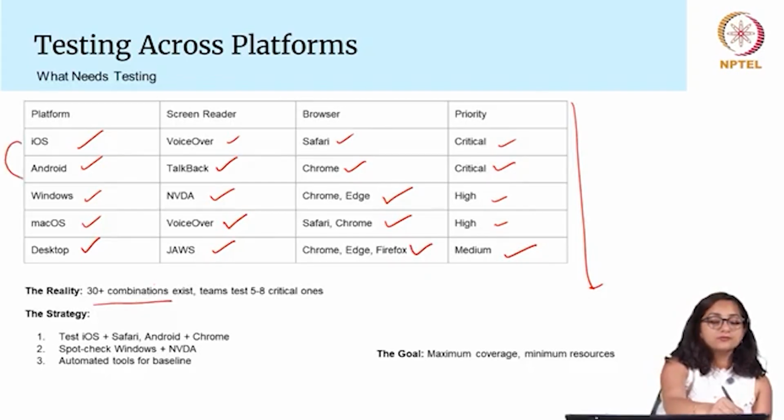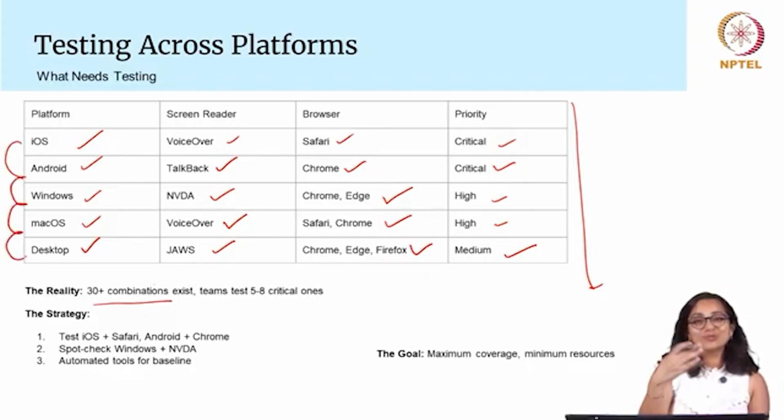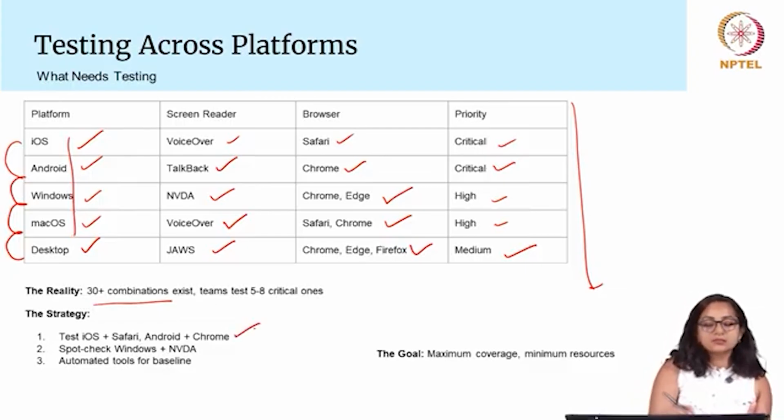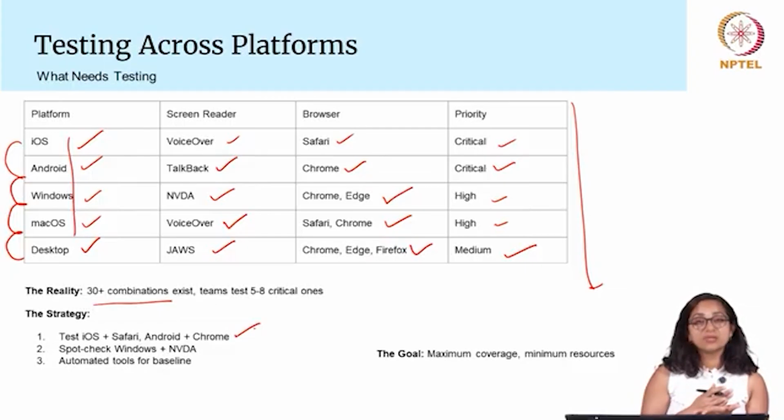So the reality is that there are 30 plus combinations. If you make permutation combinations of all of these platforms and think about combinations of usage, more than 30 combinations may exist. So, teams test 5 to 8 critical ones. The strategy usually is that you test iOS plus Safari and Android plus Chrome first, spot check Windows plus NVDA, and then use automated tools for baseline.